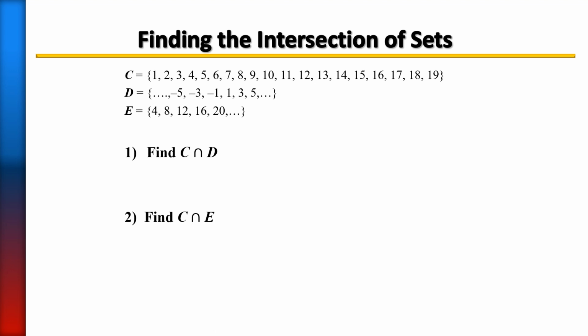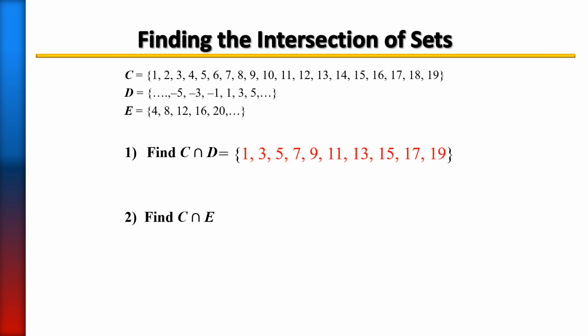Okay, so then writing the intersection of set C and D is going to look like so. And again, it starts with 1. It's all your odd numbers all the way up to 19.